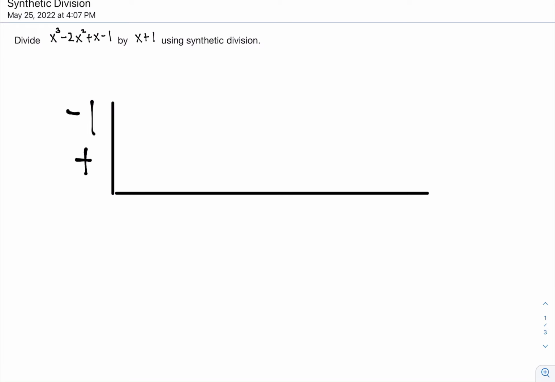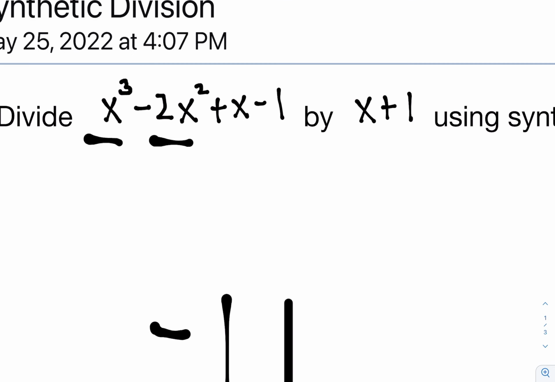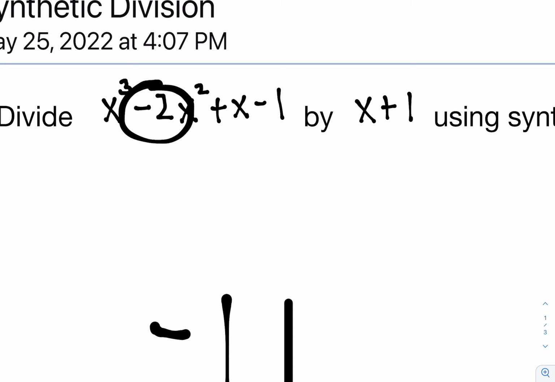And what we do for the stuff inside the box here is we look at the coefficients on all these numbers: the x cubed, negative 2x squared, positive x, and negative 1. There's an imaginary 1 in front of the x cubed here. There's already a negative 2 there. There's an imaginary 1 in front of the x, and there's already a negative 1 there.